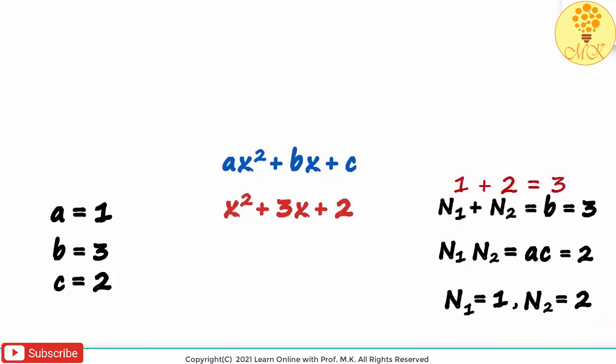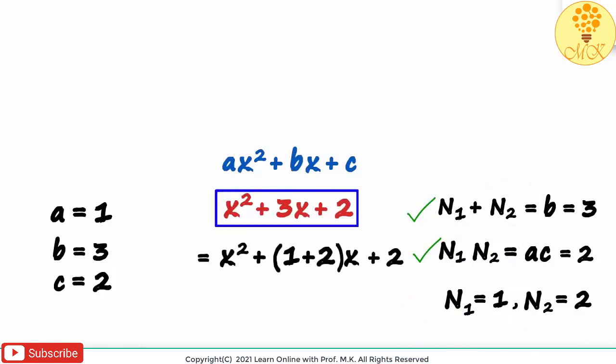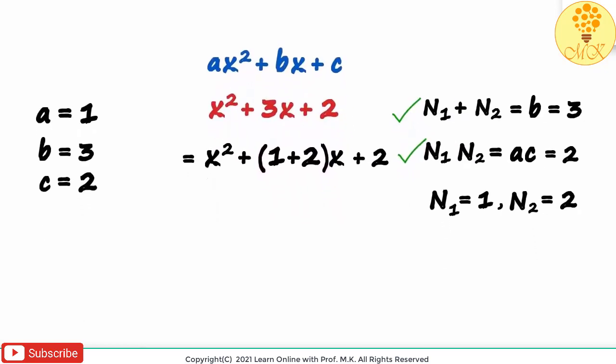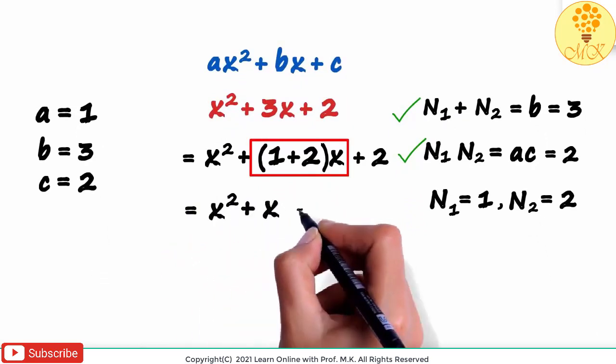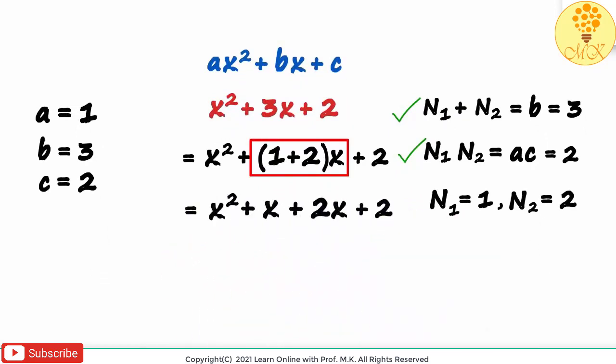1 plus 2 is 3 and 1 times 2 is 2. Both conditions satisfied. So we write the expression like this. We wrote 3 and 1 plus 2. Let's move the camera a bit. Okay, that's better. Expanding the brackets gives us x squared plus x plus 2x plus 2.